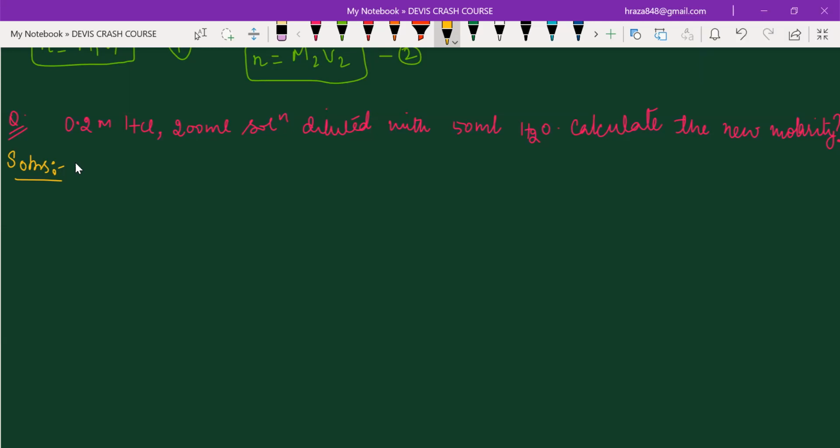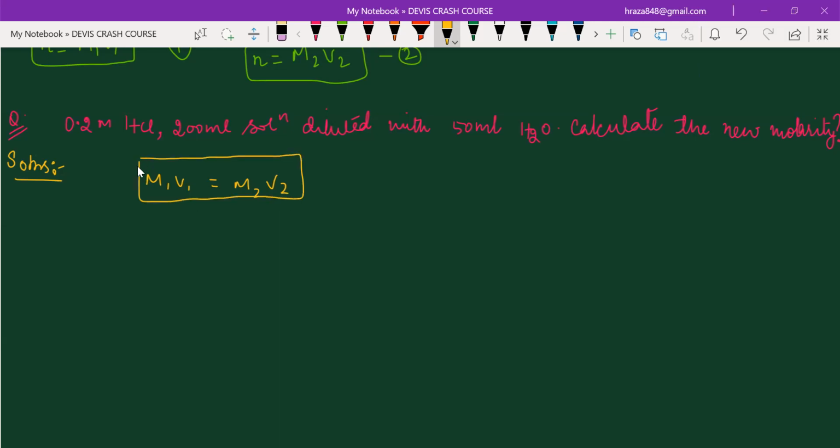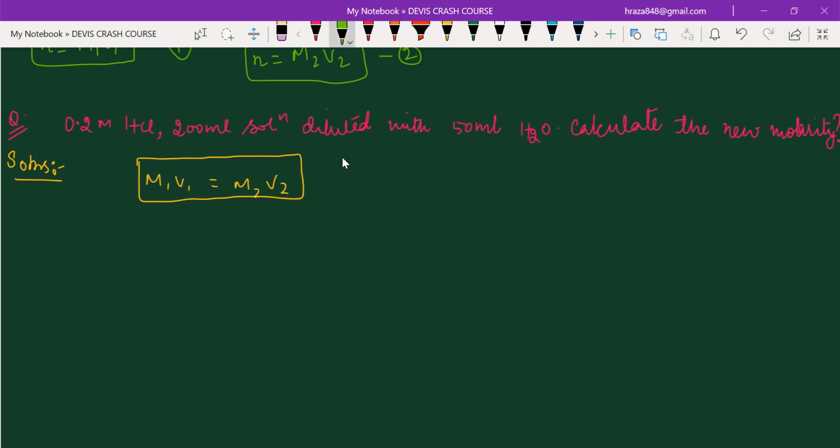So what you have is M1 V1 applied, and V2. Have you got the answer? Yeah, it's 0.8 molarity. Can you tell me in fraction what you got? 8 by 10, or it can be written as 4 by 5.